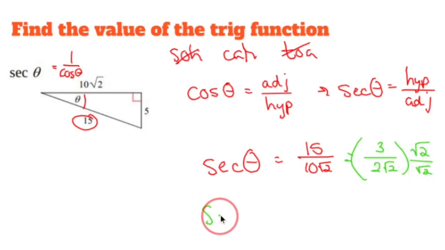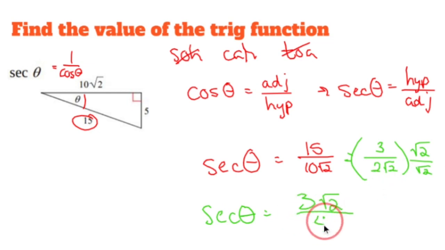So finally, we can say 3 times root 2 over root 2 times root 2, or root 2 squared, which is 2. Let me get out my calculator. 2 times 2 is 4. Secant theta is 3 root 2 over 4. That is the value of my secant theta. Done.